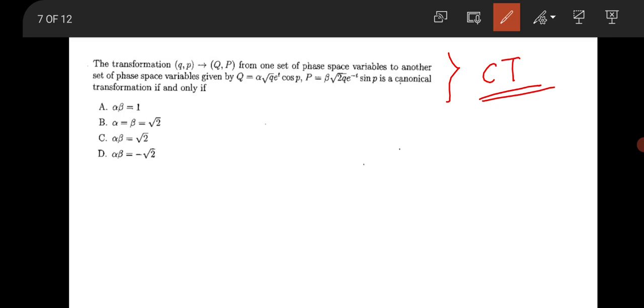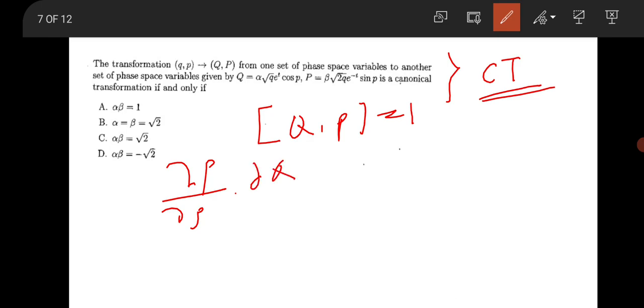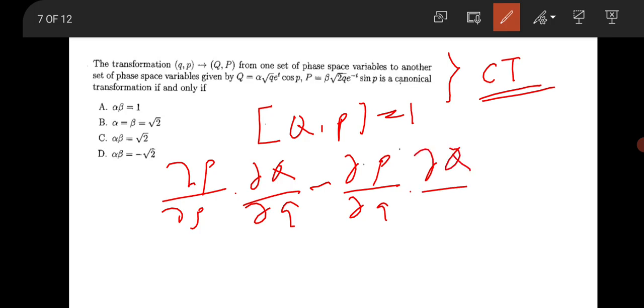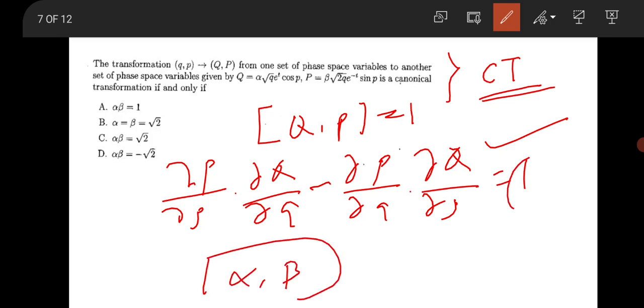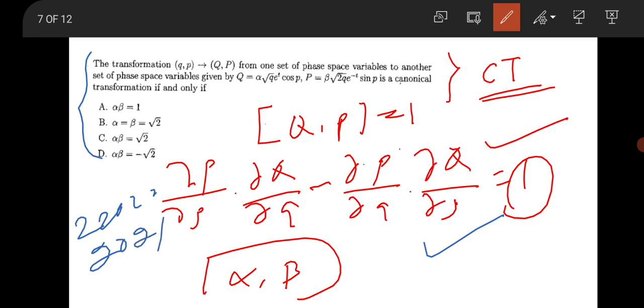So you know, for the canonical transformation, the Poisson bracket of P and Q should be 1. Okay, so it will be del P by del small p, del Q by del small q, minus del P by del small q, del Q by del small p, equal to 1. So apply this condition and check what is the value of alpha and beta, so that this value will get 1. Okay, so this is the approach, and this question was repeated in BARC 2020, 2021. So you may expect this question this year also.